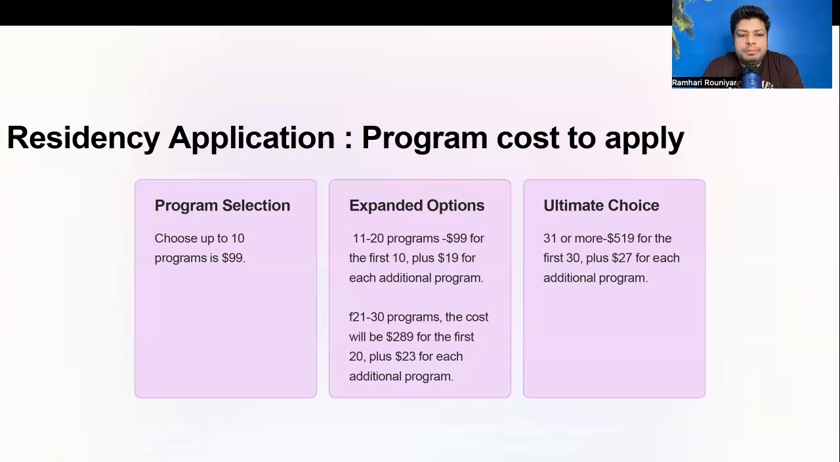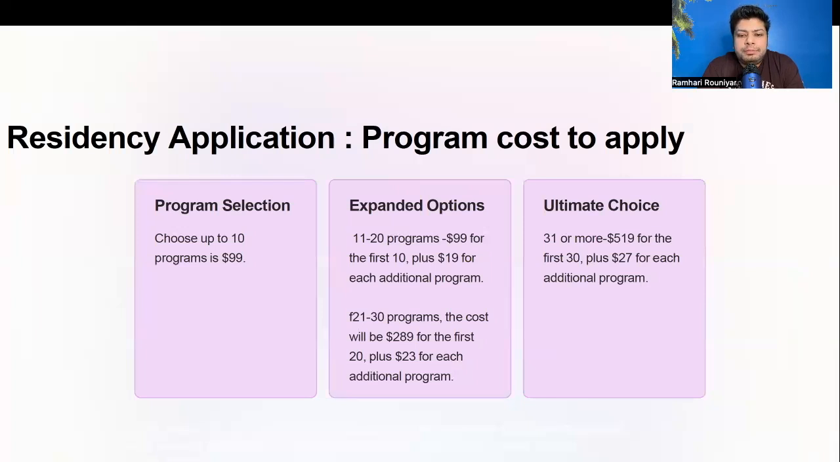And if you are applying to 11 to 20 programs, the initial would be $99, and for each subsequent one, you need to add $19. If you're applying to more than 20 programs, like 21 to 30, you need to pay $289 for the first 20, plus $23 for each additional.